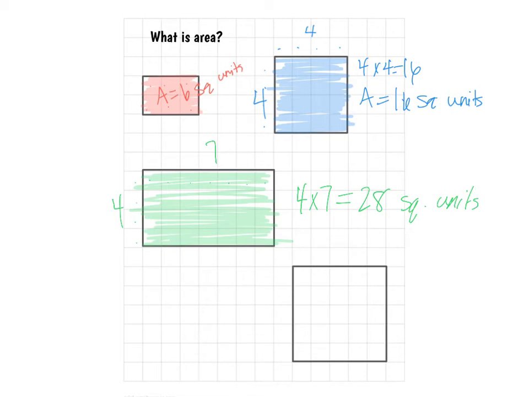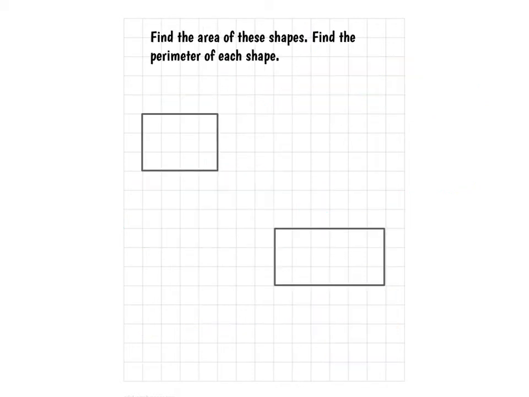Alright, boys and girls, your job is to figure out the area of my yellow shape. So go ahead and count up how many you have on your length. And then count up how many you have in your width. Multiply them together, so you have your length times your width to figure out your area of the yellow shape. So go ahead and figure that out and then type it in onto the Edpuzzle.